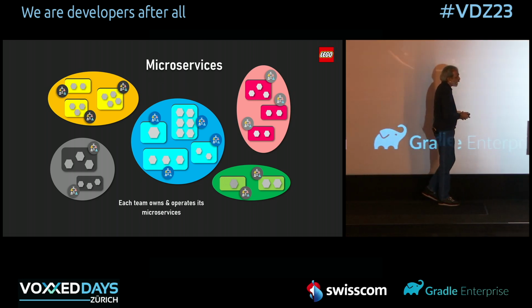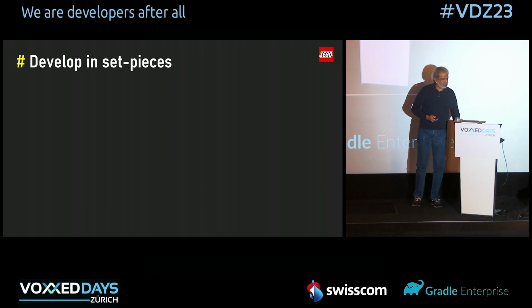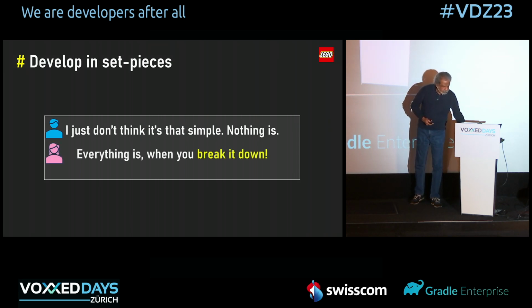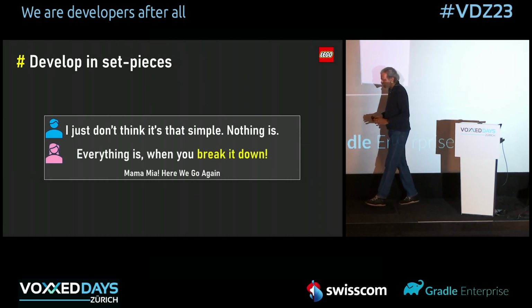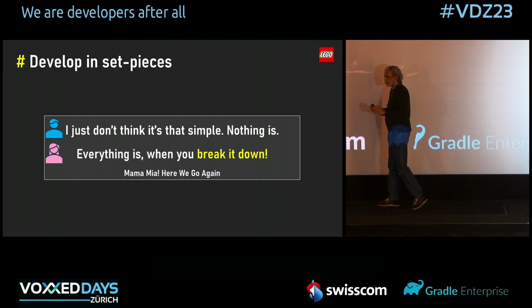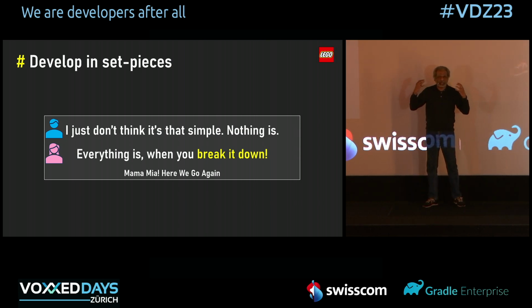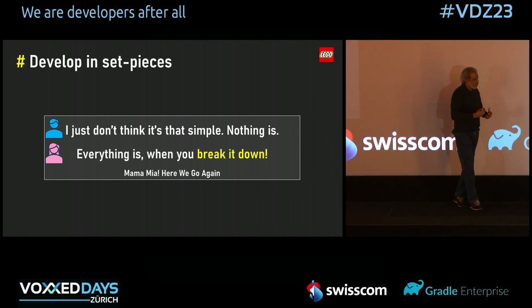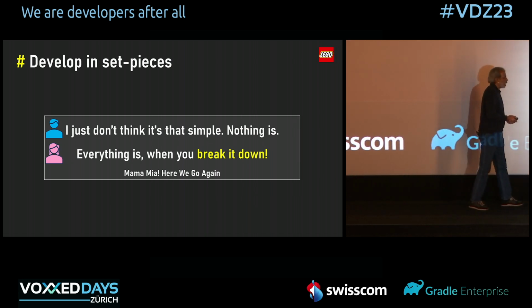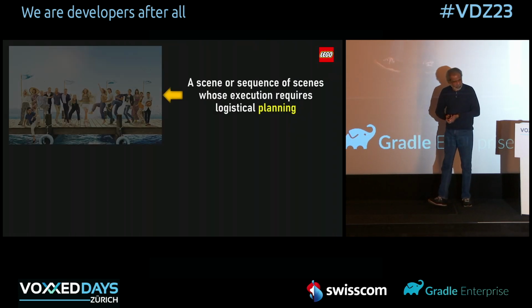Now, it's easy for me to say, but for engineers, one of the biggest problems is how to break down a problem domain. They struggle because sometimes the monolith thinking still lurks around. So I use an analogy, the set pieces analogy. Let me explain what I mean.